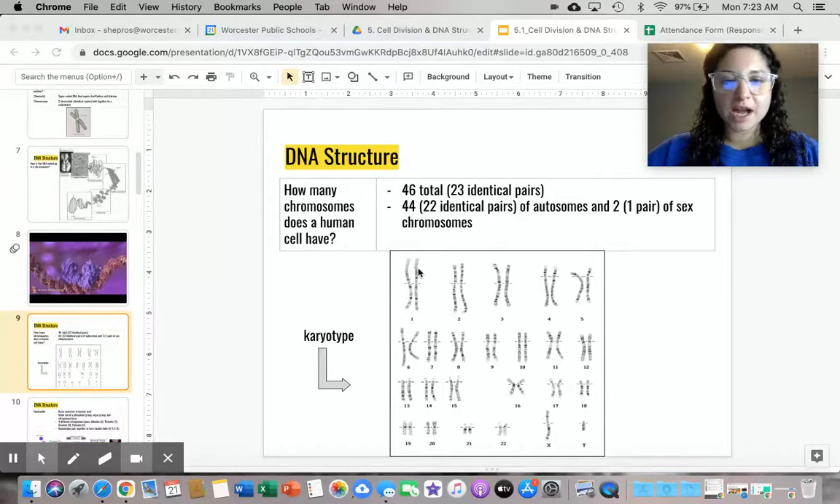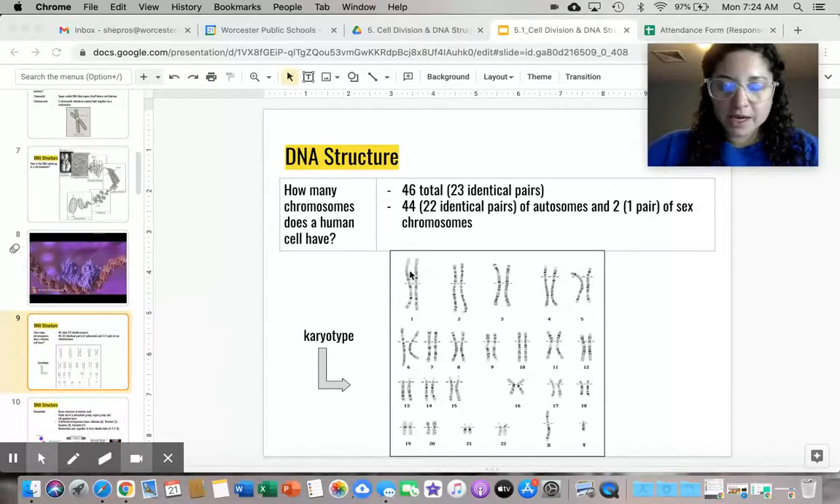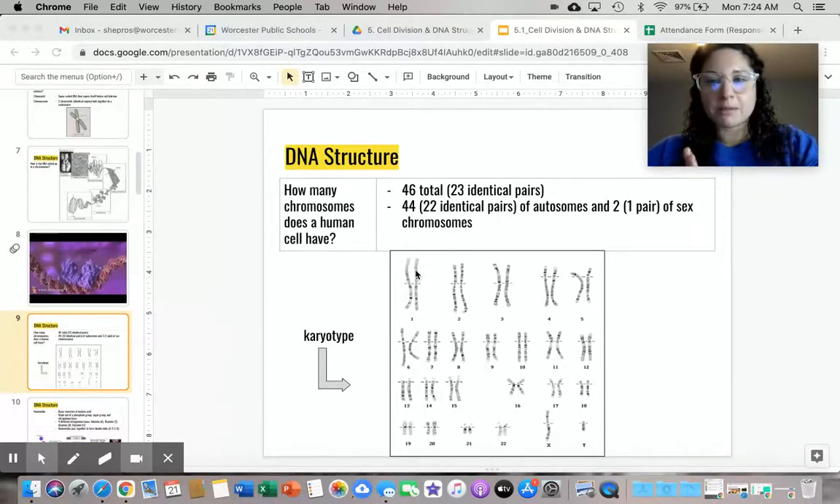So maybe we have eye color, height, whether you have free or attached earlobes, the ability to roll your tongue or not. They will have the same genes on them. They might not have the same copy of that gene. What I mean by that is if eye color is located right here on the chromatid, maybe dad gave you a blue-eyed color gene and mom gave you a brown-eyed color gene. They both have the eye color gene in that location, but one might be for blue, one might be for brown. They could be the same, they could be different.